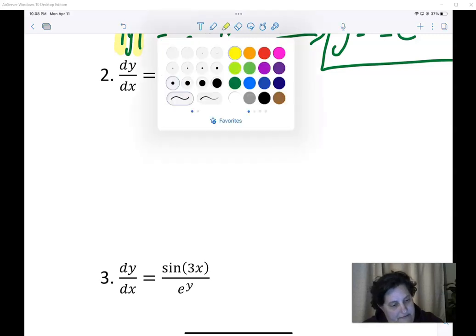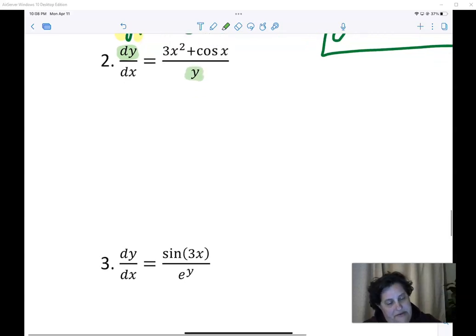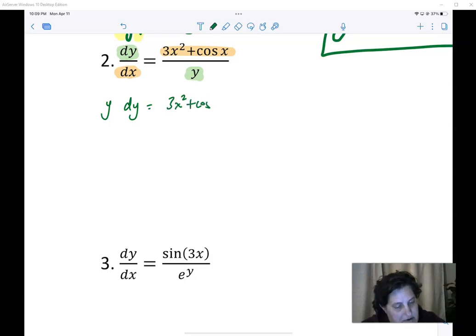All right, separation of variables. Let's see. I've got my dy and my y, so that's pretty easy. I can multiply the y over. And then I've got my dx and all my x's. So when I multiply this y, it'll say y dy. And then when I do this side and I bring that up there, it'll say 3x squared plus cosine of x dx. So I just separate my variables, get my y's on one side, my x's on one side, and then what do I do?